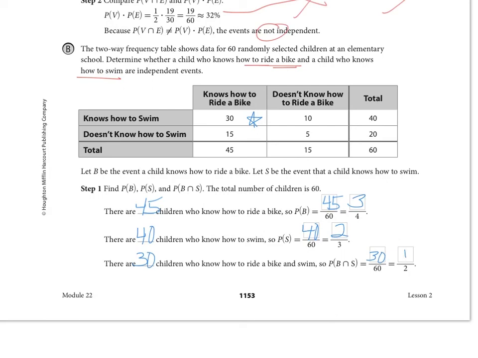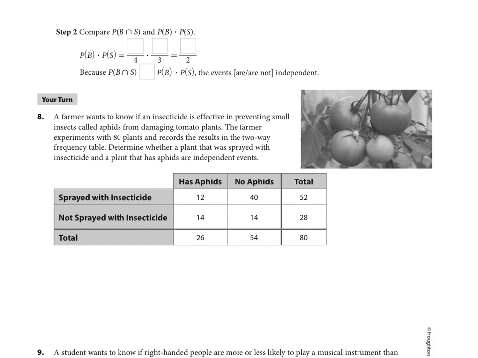Taking those calculations to the next page and doing step 2. Step 2 is to compare those probabilities. The probability of B, recall, is 3/4. The probability of S is 2/3. If I do the math off to the side, that's 6 out of 12, which is 1/2. And the probability of being able to ride a bike and swimming, which was 1/2, is equal to the product of the separate probabilities. So in this case, we can say the events are independent.